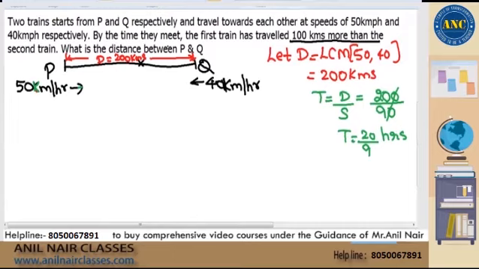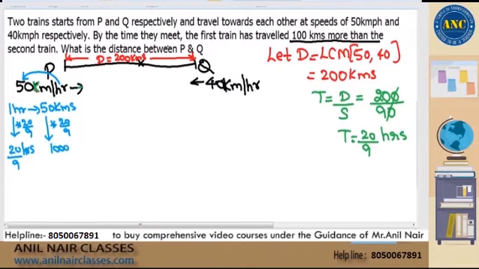Now, if I take that 20 by 9 hours, train P, in 1 hour it will cover 50 kilometers, but it is actually traveling for 20 by 9 hours. 1 hour, 50; 20 by 9 hours, how much? 1 should become 20 by 9, so multiply 50 also by 20 by 9. 20 by 9 into 50 is 1000 by 9 kilometers. So train P will travel 1000 by 9 kilometers.